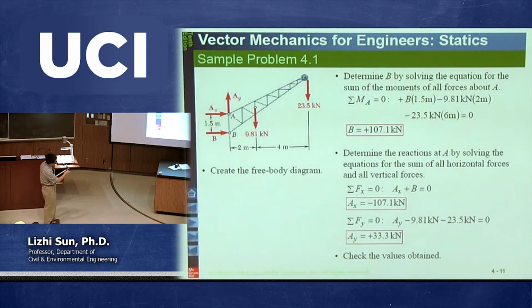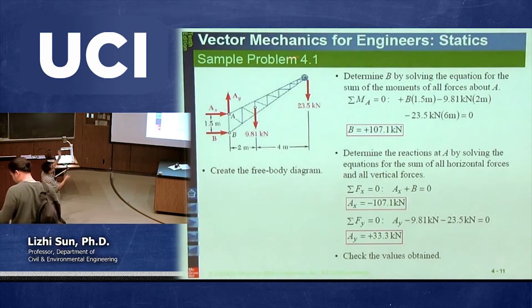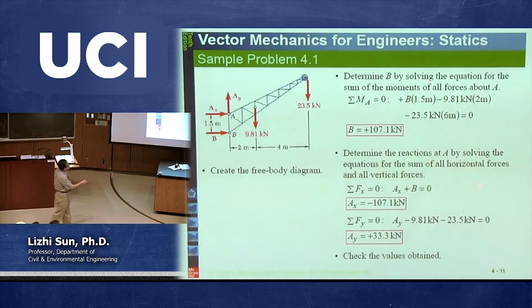Once we have the free body diagram, then we need to move to step number 2, which is to write down the governing equations. So typically for a two-dimensional problem, we can have 3 equations. Typically, we always calculate all the x components and add them together equals 0. So from this free body diagram, let's see what those horizontal forces are. You have this horizontal force called AX, and this horizontal force called B. Then AX plus B equals 0, because you don't have any other forces in the horizontal direction, right? So you call this equation number 1, representing all the x components together equals 0.